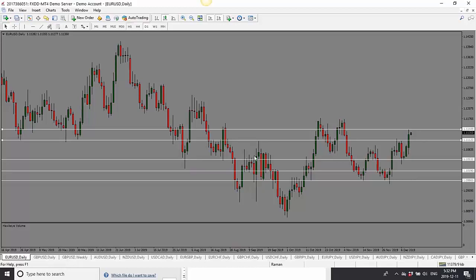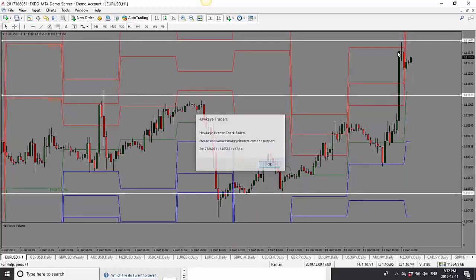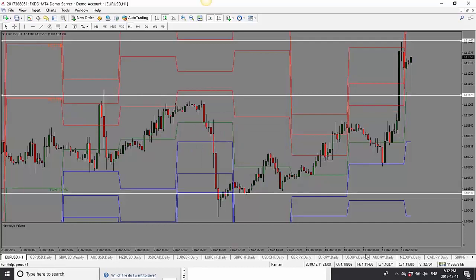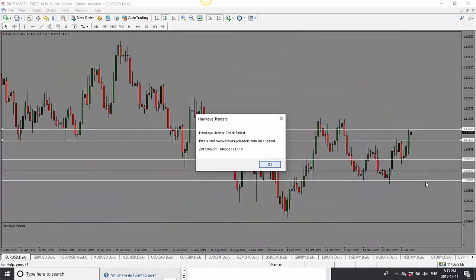Now do keep in mind, we do have this inefficient move here. So just like this inefficient move got filled, this one could get filled as well. And for that, we are going to keep an eye on what happens at the high. So if price stays below 1.1140, we could see a drop. However, at this point, bias is bullish and looking for price to move higher.